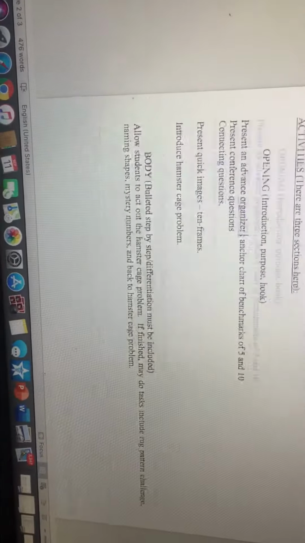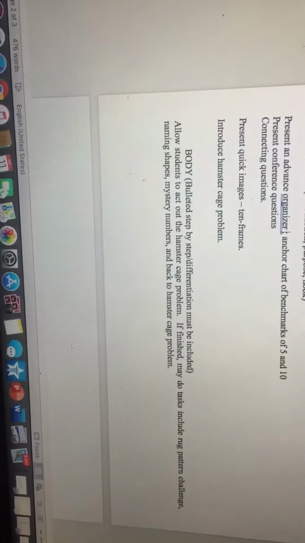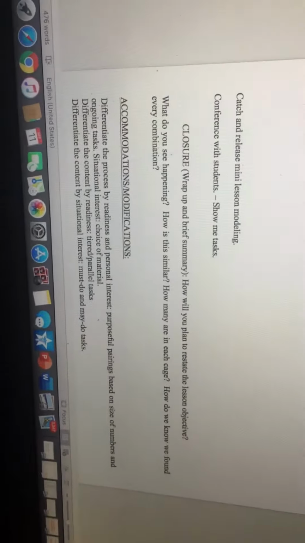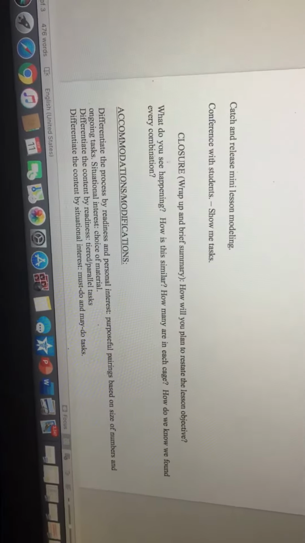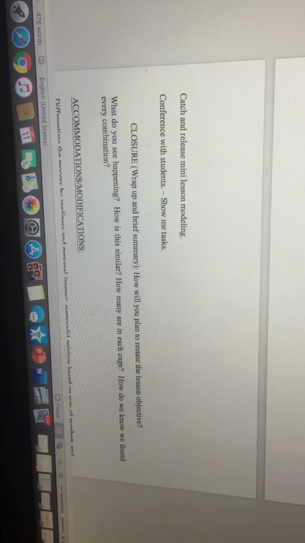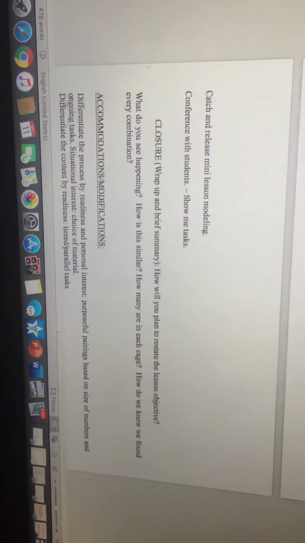and the numbers and back to the hamster cage problem, but I'm still kind of confused. I can't paint a picture in my mind of what it is for some reason. I don't know if that's just me, but I don't think they have differentiation in there.